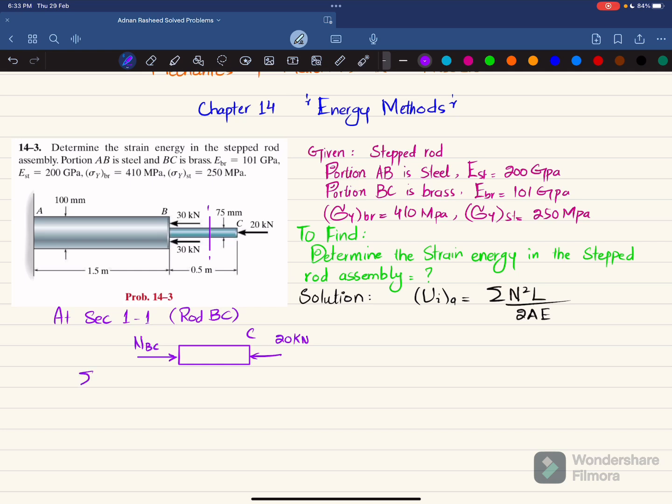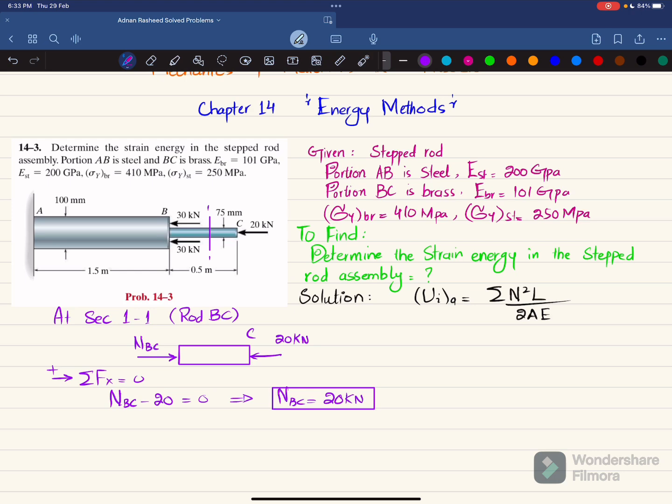Now you can find this NBC by using the equation of equilibrium, that the sum of all forces along the x direction must be equal to 0, and force toward the right is taken as positive. So NBC is positive minus 20 kilonewton is equal to 0. So from here you will get NBC will be equal to 20 kilonewton.